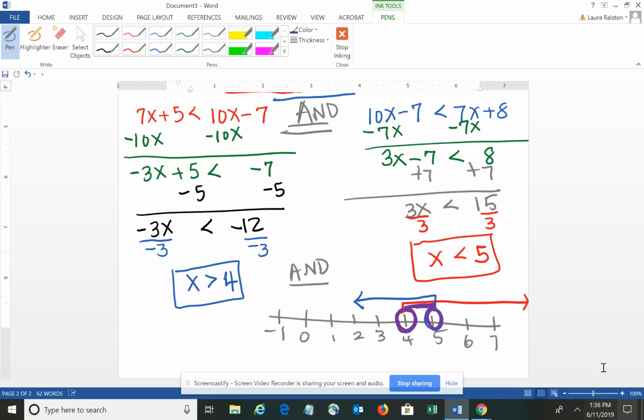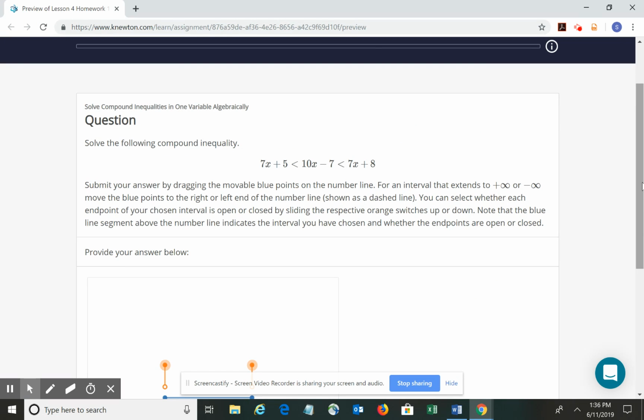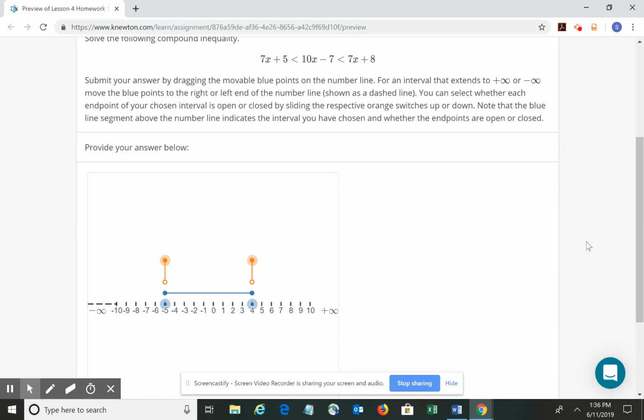Okay, so let me switch over to the Newton and see if I can show you how to use the number line, since so many of you had difficulty with that. Okay, so here was our question, and we've determined that our solution is between 4 and 5. The first thing I'm going to do is click on the little blue diamond that's on -5, and move it to my solution point of 4. And then the other one I want to be at 5. Okay, so I've got my two endpoints at 4 and 5.